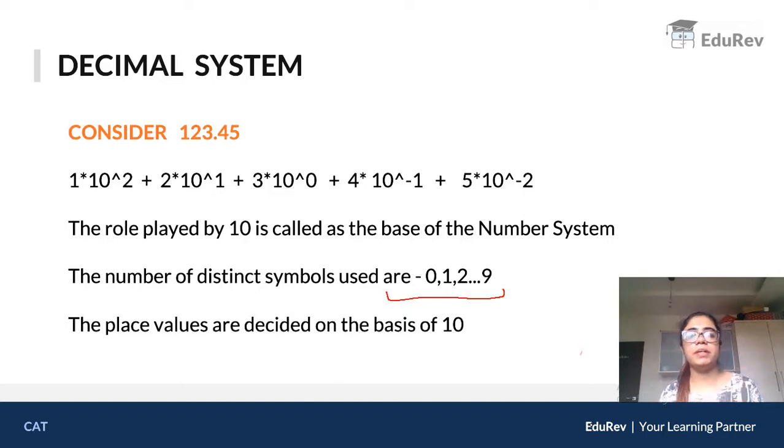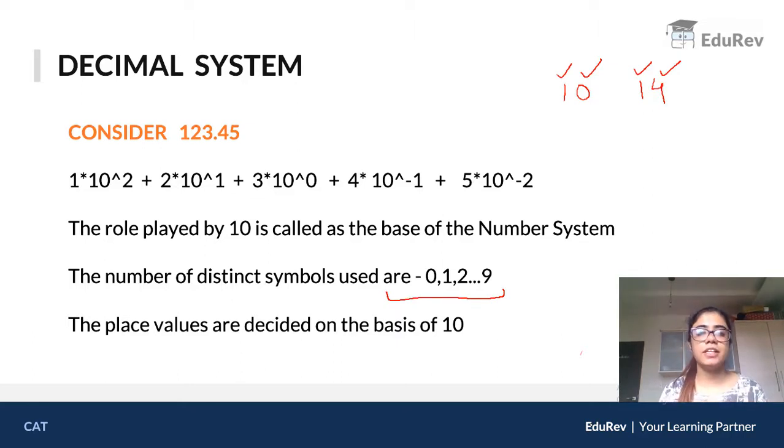So for example, if I have a number, let's say 10, or I have a number, let's say 14. So here 10 is not a distinct symbol. It comprises of 1 and 0. 14 comprises of 1 and 4. So 14 is not a unique number, or it is not a distinct symbol. It is defined by using 1 and 4. 10 is defined by using 1 and 0. So you have only 10 symbols which are used in this system.